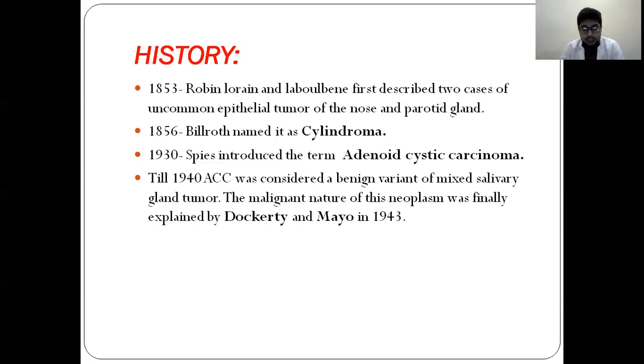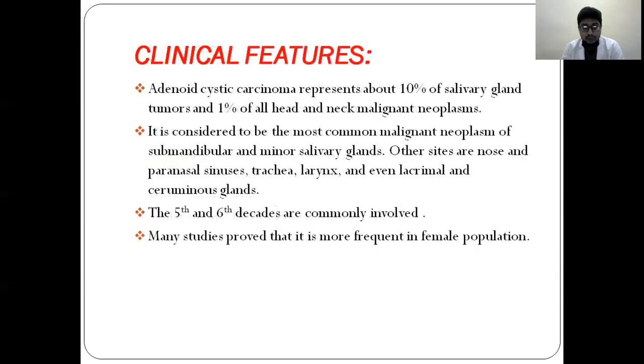So coming to the history, in 1853, Robin, Lorraine and Labolibin first described two cases of uncommon epithelial tumors of the nose and parotid. In 1856, Billroth named it cylindroma because of its histopathological image. And in 1930, the term adenoid cystic carcinoma was introduced by Spiess. Till 1943, they thought it was a benign lesion, but in 1943, Dockerty and Mayo proved that it is a malignant lesion.